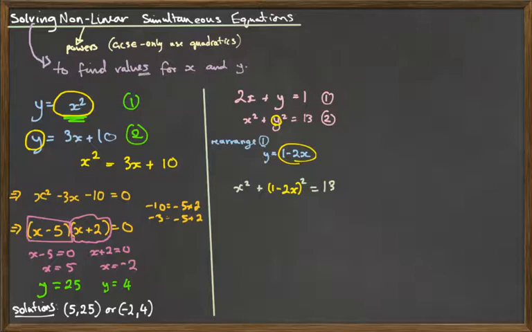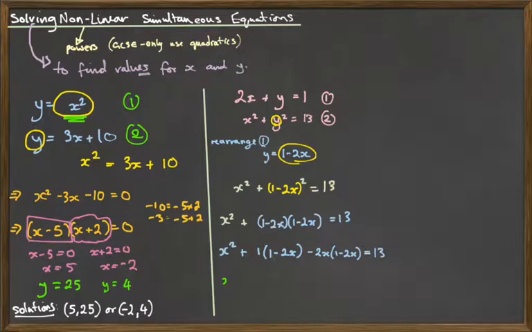Okay, now that we've got this equation, you might want to pause the video and try to solve it yourself. Solve this equation. The first thing you might do would be to expand the bracket. So I'd write that x squared again. Now to expand the bracket, I would write two brackets: (1 minus 2x)(1 minus 2x). And we know how to expand brackets like this. We're going to do 1 times (1 minus 2x), minus 2x times (1 minus 2x). Check that you're happy with that.